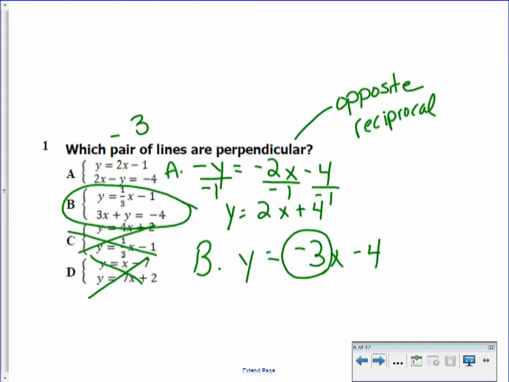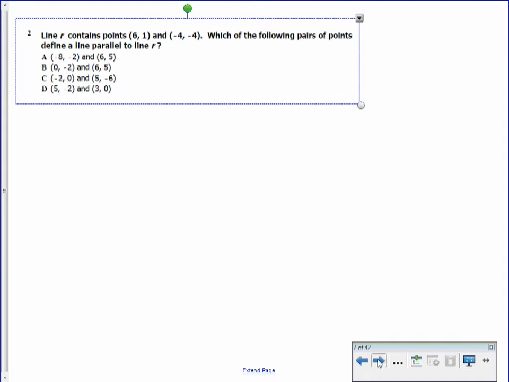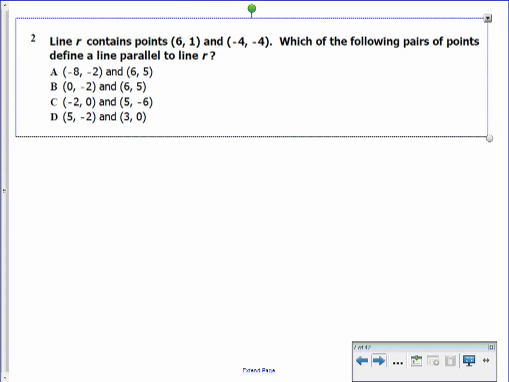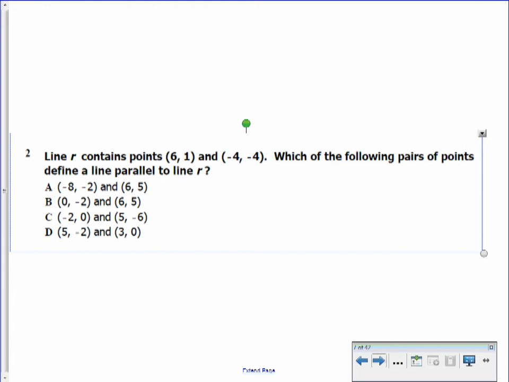Item 2 says we have points, and asks which of the following pairs of points are parallel. We established that parallel means they're going to have the same slope. So we need to figure out the slope of the original one, so then we can see which one happens to be the same.